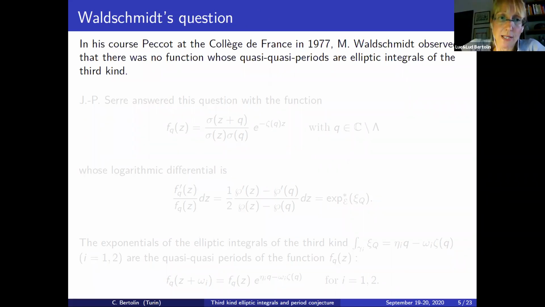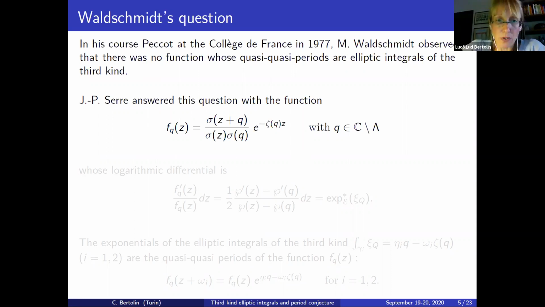A solution was found by Serre, who proposed the following function: f_q(z) equals sigma(z plus q) over sigma(z) sigma(q), multiplied by e to the minus zeta(q) z, for any small q in C minus the lattice. You can define such a function for any point of the elliptic curve which is not a torsion point. So this function has a very nice property.